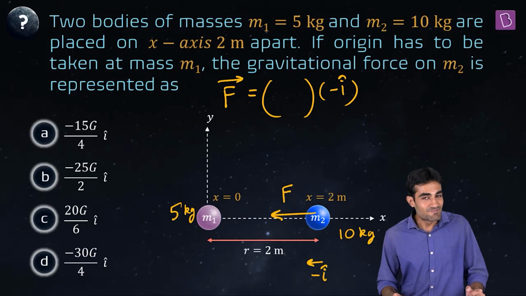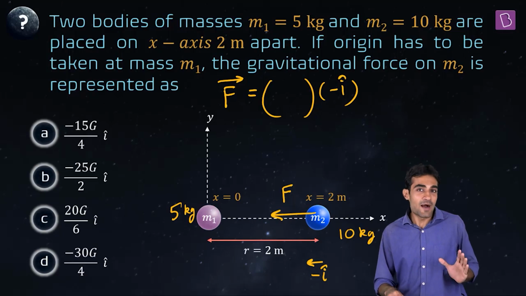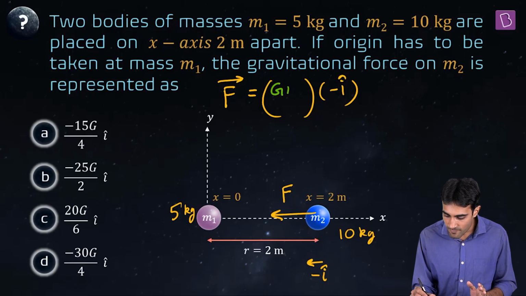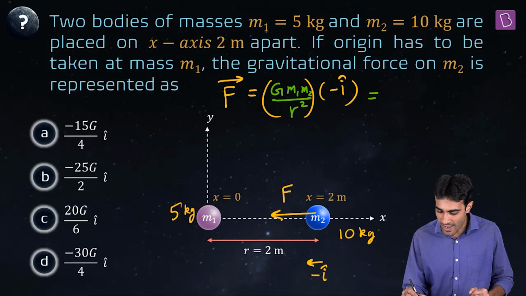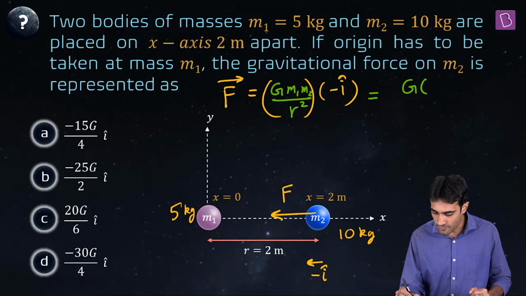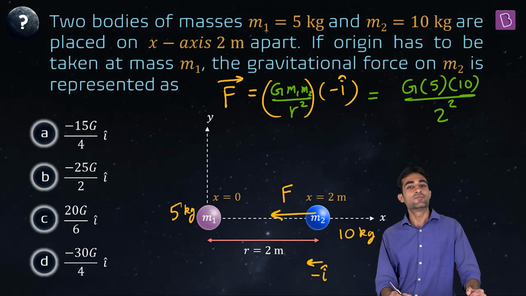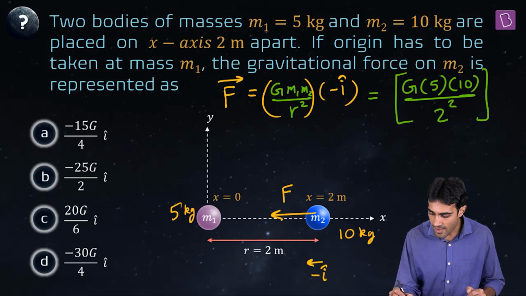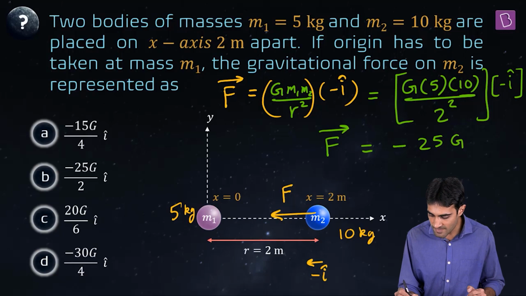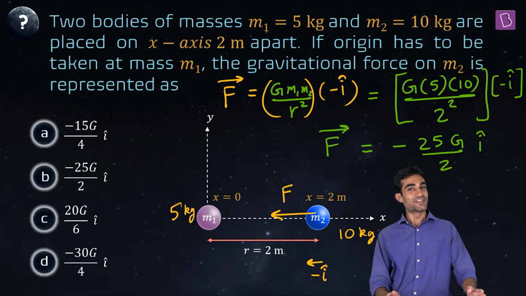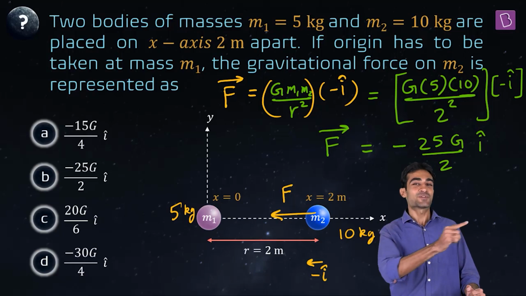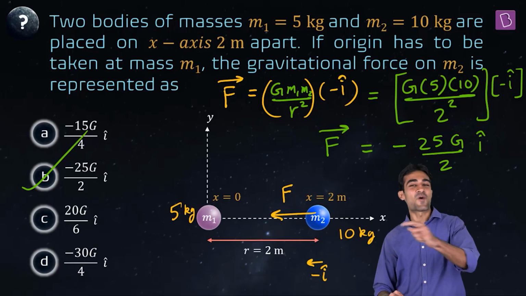Let's talk about the magnitude. The magnitude is very simple. We remember the formula. The formula is G M1 M2 upon R square. Good. Let's put the values. So, when we put the values, we get G times, what is M1? 5. What is M2? 10. We divide it by R square. R is 2 meter. So, 2 square we put. Now, the direction, we have known the direction. It is minus i cap. And when we evaluate, the force is coming out to be minus 25 G by 2 i cap. Good. Nice. Can you see that in the options? Yes. Option B. Option B is the right answer for our question.